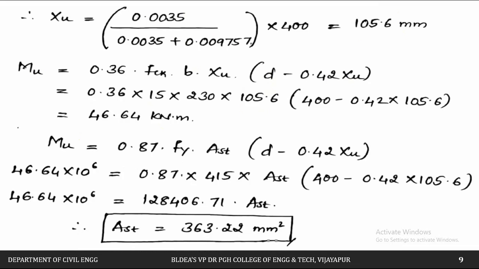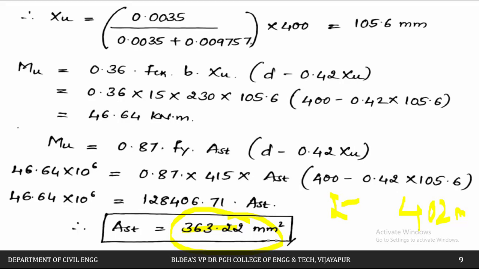Then next we have to calculate the area of steel. Again the same formula: M is equal to 0.87 fy Ast into (d minus 0.42 Xu). If you simplify this, everything is known to us except Ast, and if you cross multiply, you will get the answer as 363.22 mm square. This much area of steel is required. If you want to calculate the number of bars, you can provide different numbers of bars, like 2 bars of 16 mm dia. Two bars of 16 mm will be 201 plus 201, that is 402 mm square, which is the area of steel for the given diameter of the bar.